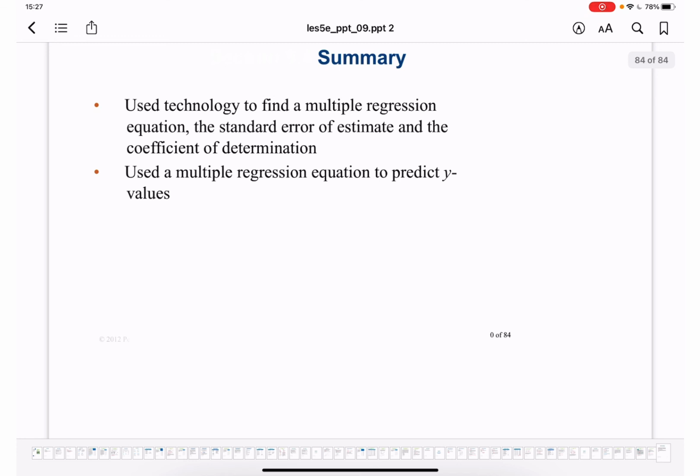So, using technology, we are going to find the multiple regression equation, the standard error of estimate, and the coefficient of determination. These three things. And we will also use the multiple regression equation to predict Y values.